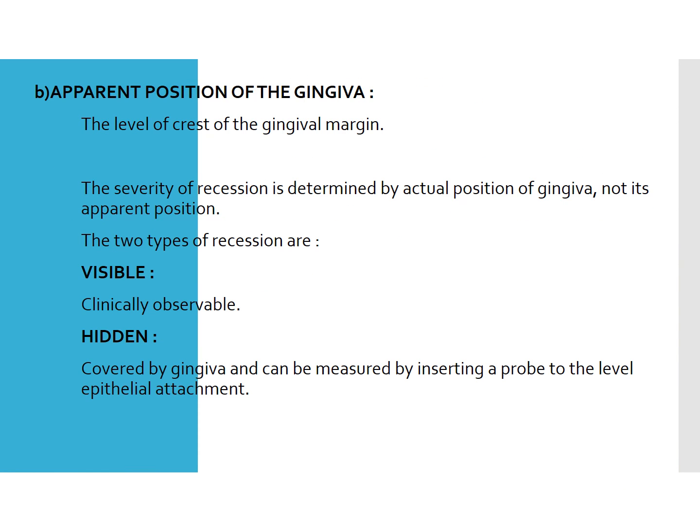So coming to the apparent position of the gingiva. The apparent position of the gingiva is the level of the crest of the gingival margin. So from the level of the crest of the gingival margin to the CEJ, there is the visible area that we are seeing. But the severity of recession will be determined by the actual position of the gingiva, not its apparent position. Okay, there are two types of recession: visible and hidden.